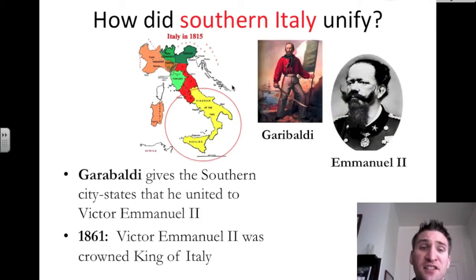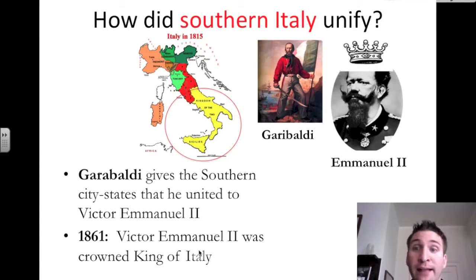Garibaldi gives the southern states that he unites to Victor Emmanuel II of Sardinia. He compromises. He wants a republic, but he also wants unification. So they crown in 1861 Victor Emmanuel II the king of Italy. Even though Garibaldi prefers a republic, he's willing to compromise.